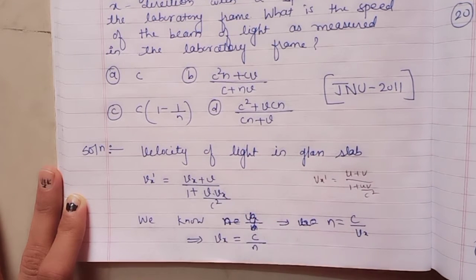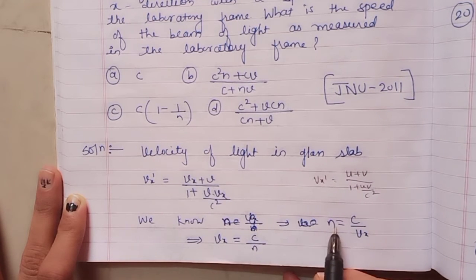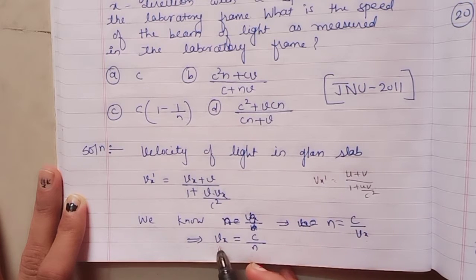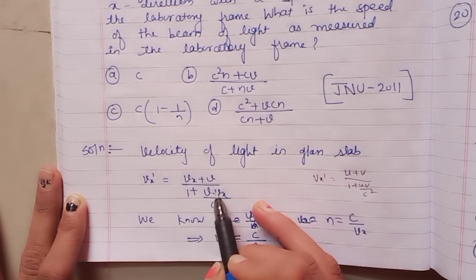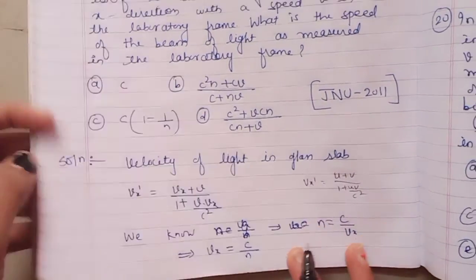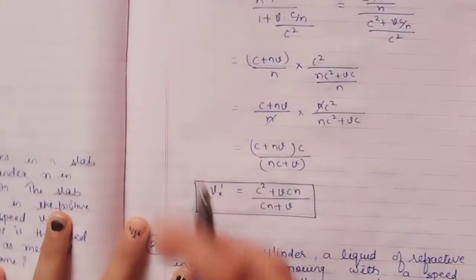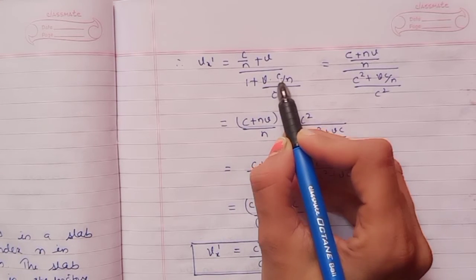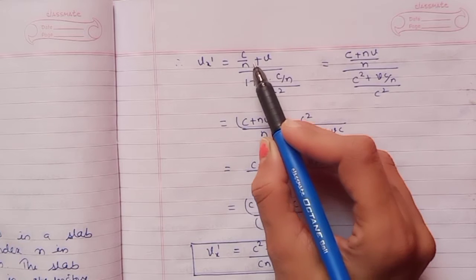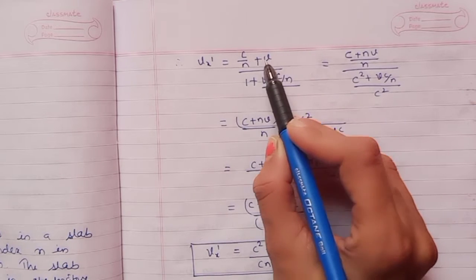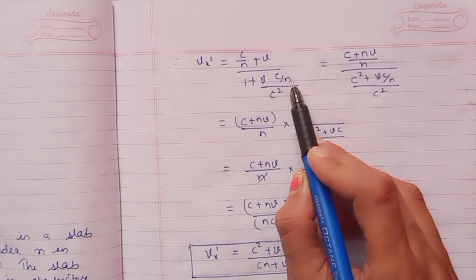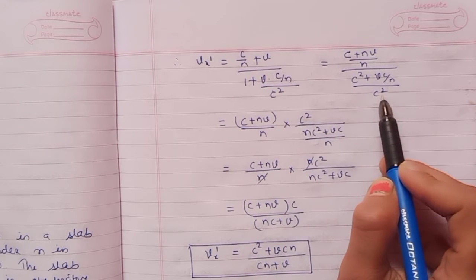We know the definition of refractive index: n is c upon vx. So we will have vx equals c by n. So here in place of vx we will substitute c by n. So what you will get, vx dash equals c by n plus v upon 1 plus v into c by n upon c square. Cross multiplying, we get c plus nv upon n, and the denominator becomes c square plus vc by n upon c square.